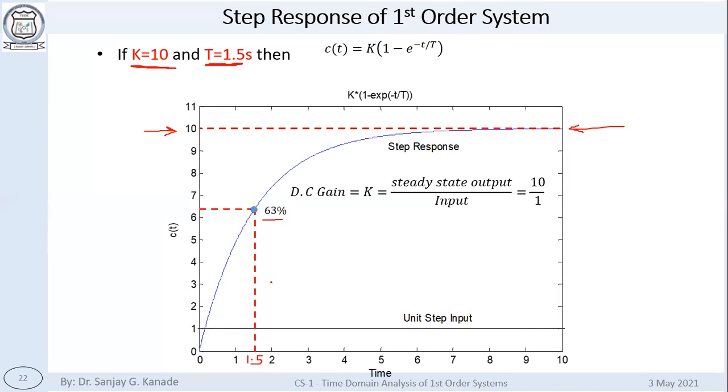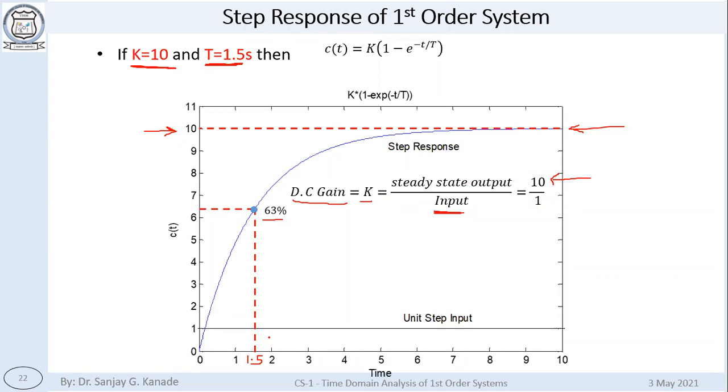If I give you only this graph, nothing else, you can find out the DC gain. K is equal to steady state output. What is the steady state output? It is 10, right? Steady state output is 10. And what was the input? Input was unit step, so 1. So DC gain is equal to 10. We can find out DC gain from the graph.